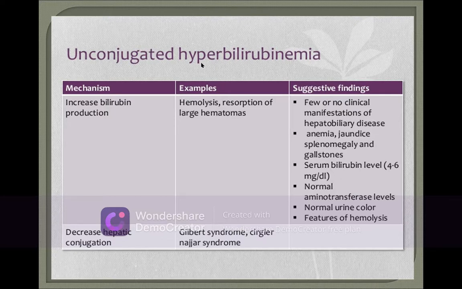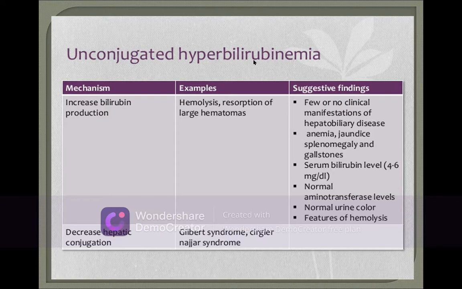If the total bilirubin exceeds that, you should calculate how much is the conjugated and how much is the unconjugated. So there is what is called the predominant unconjugated hyperbilirubinemia, and there is predominant conjugated hyperbilirubinemia. There are two types of jaundice.